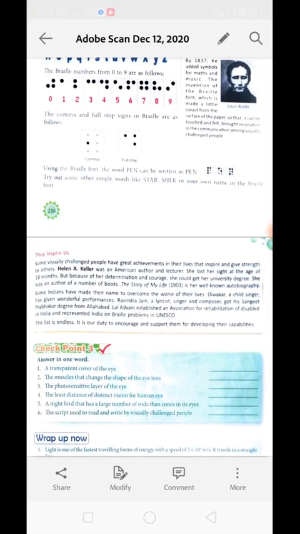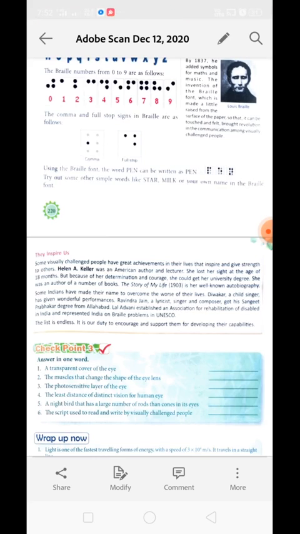Some visually challenged people have great achievements in their life that inspire and give strength to others. For example, Helen Keller was an American author and lecturer. She lost her eyesight at the age of 18 months, and because of her determination and courage, she got her university degree. She was the author of a number of books like The Story of My Life, which was published in 1903. Okay, it is her well-known autobiography.